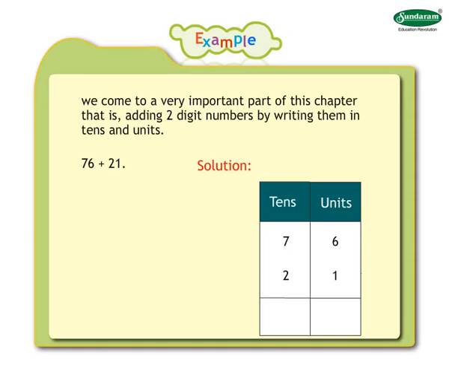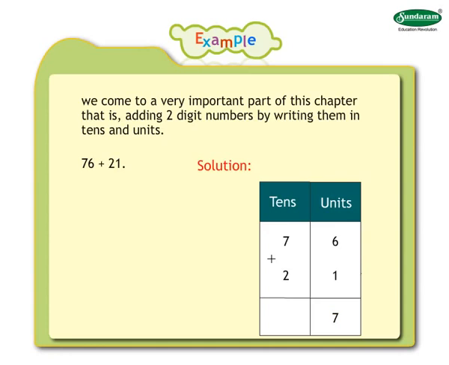Add the units place digits first. In the units place, we have 6 plus 1. We have to add 1 to 6. So, draw one line. Count lines from 6. We get 7. Thus, 6 plus 1 is equal to 7. Write 7 in units place.